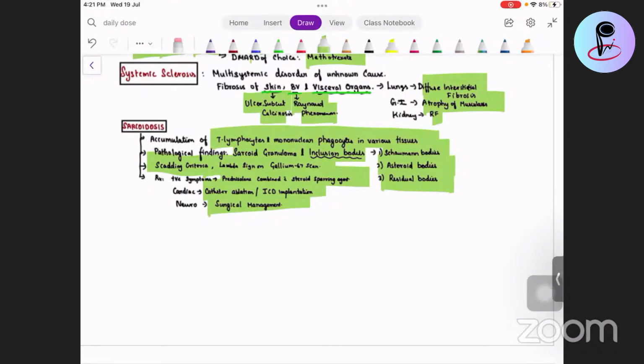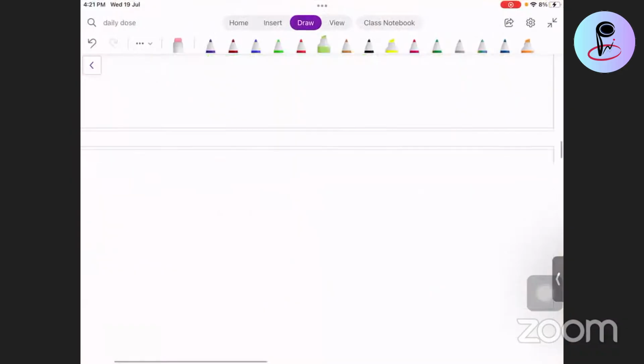Asteroid bodies, Schaumann bodies, and residual bodies are seen in sarcoidosis. Very, very important. Scadding criteria and lambda sign, sarcoidosis. Another important MCQ that you have to remember in terms of your rheumatology.